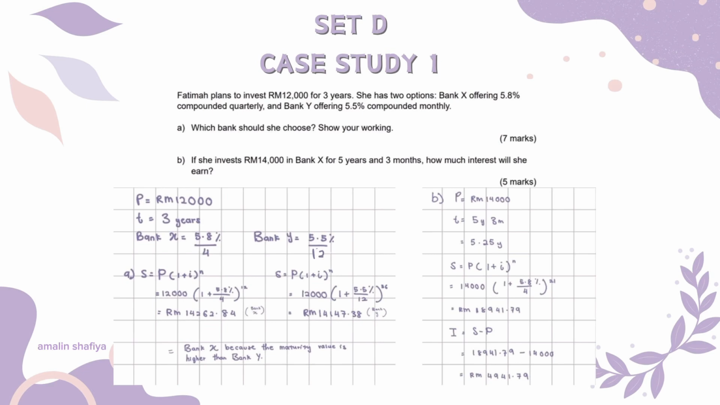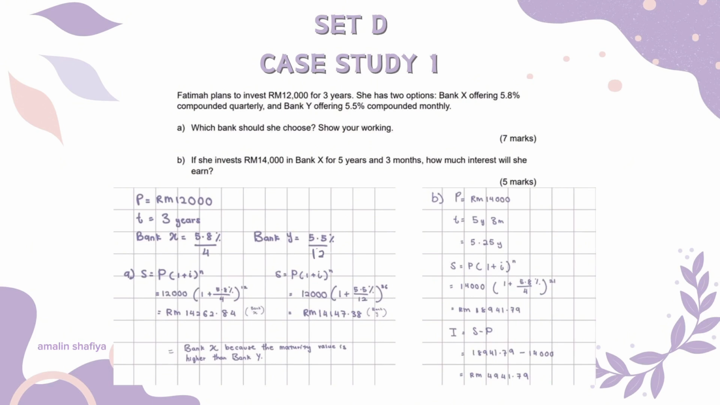The next question, we have B. If she invests 14,000 ringgit in Bank X for 5 years and 3 months, how much interest will she earn? For this one, P equal to 14,000, T equal to 5 years and 3 months. But here, we have to change the month into year by doing division, which is 3 divided by 12. So you will get 0.25. So your years will be 5.25 years.